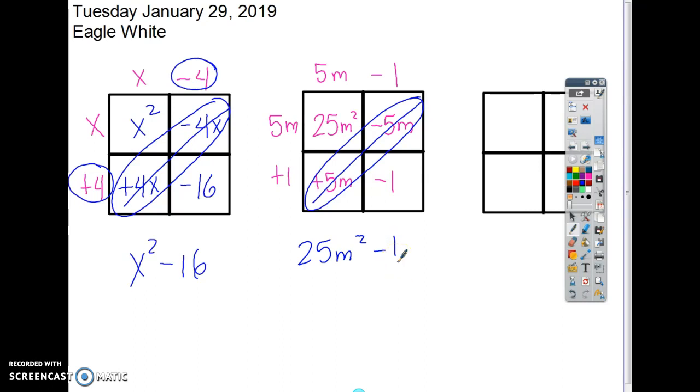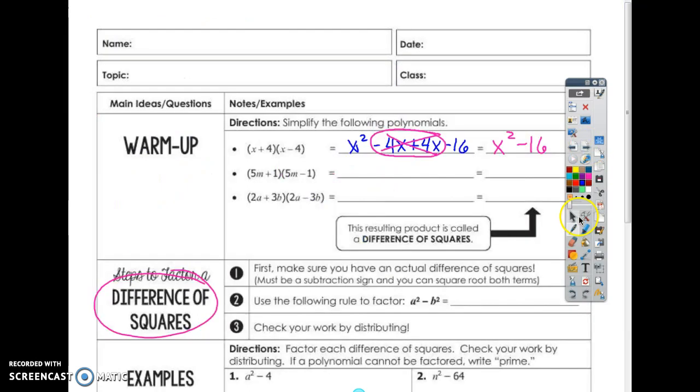Let's write that down. So you have 25m squared minus 5m plus 5m minus 1. These cancel. So you end up with 25m squared minus 1.